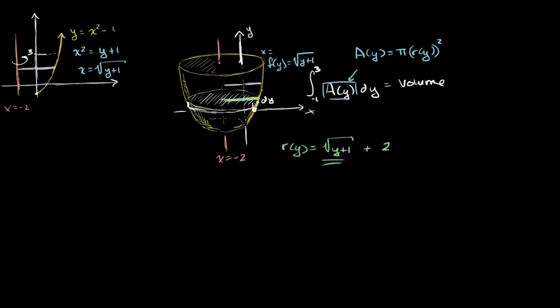So substituting back into this, we can now write our definite integral for our volume. The volume is going to be equal to the definite integral from negative 1 to 3 of pi times our radius squared dy. So I can write the pi out here. We've done this multiple times. Times radius squared. So it's going to be the square root of y plus 1, plus 2, squared. That's our radius. Times dy. So we've set up the definite integral, and now we just have to evaluate this thing. And I'll save that for the next video. And I encourage you to try this out on your own.